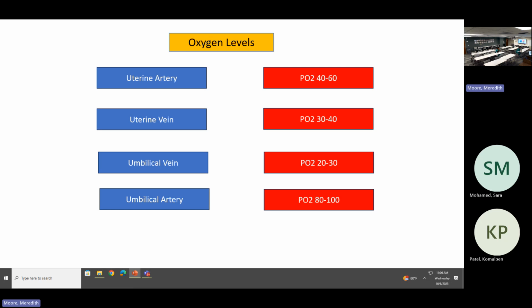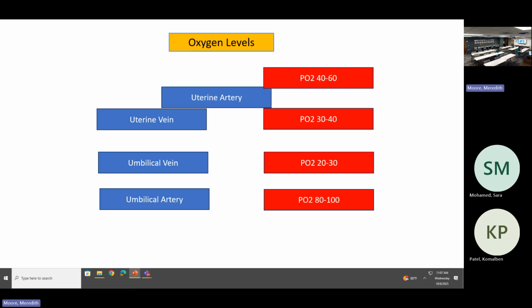Komal, can you take a guess? Which one should be the uterine artery? Yeah, the highest level should be the uterine artery because blood comes through. Excellent. So Satya said that this is the highest one. Good. Now we are left with the uterine vein. Which should be the lowest? The lowest is the umbilical artery. So the umbilical vein should be the next one.